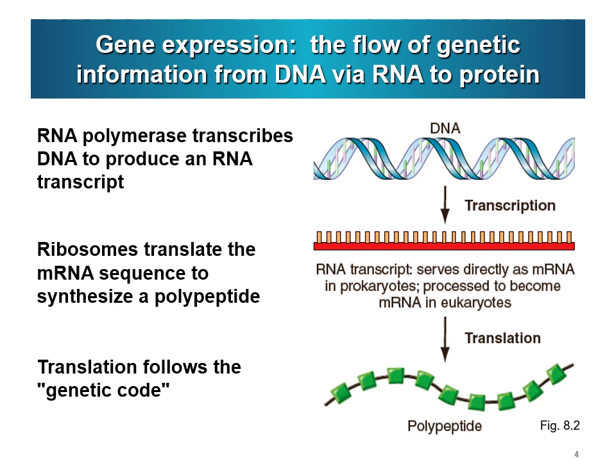Here is a quick review chart showing the flow of genetic information from DNA to protein via RNA. RNA polymerase transcribes DNA to produce an RNA transcript. Then ribosomes translate the messenger RNA sequence to synthesize a polypeptide, and then the translation of the genetic code follows afterwards.